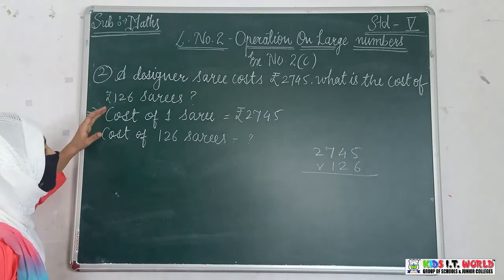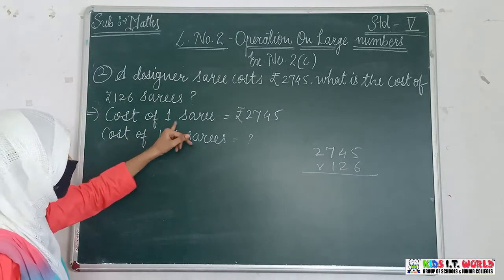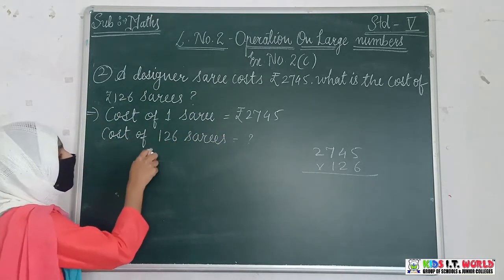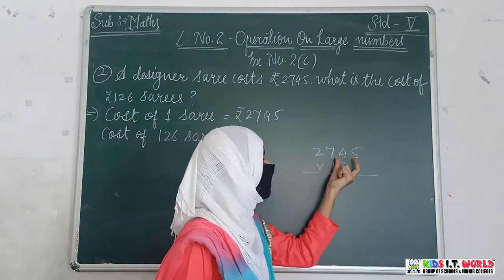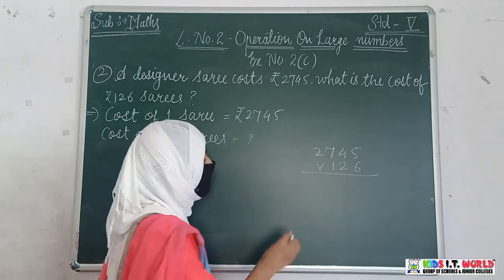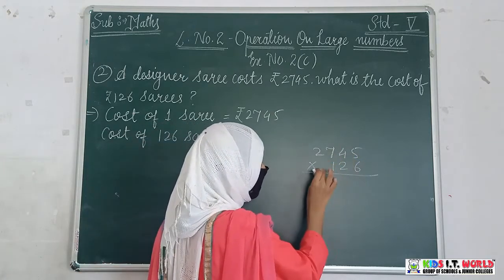So what will you do? Collect the given data, that is the cost of one sari, and you have to find the cost of 126 saris. So you will multiply 2,745 by 126. So do the multiplication here.